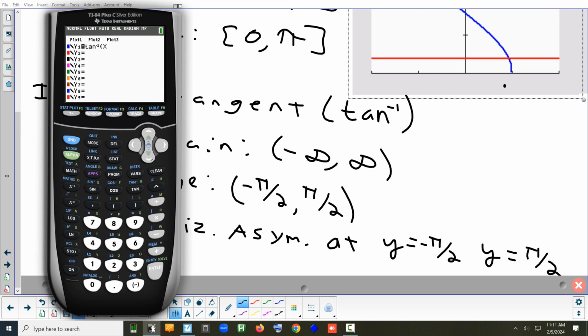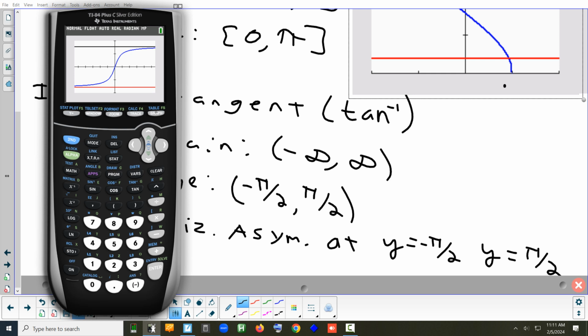And if you want to put in the horizontal asymptotes, you've got one at negative pi over 2 and pi over 2. So here's your graph. And the asymptotes should sandwich that on the top and the bottom. There's the bottom. And there's the top. So that's what inverse tangent looks like. I just added the asymptotes. It's just the blue graph in the middle. Okay, so any questions on that?